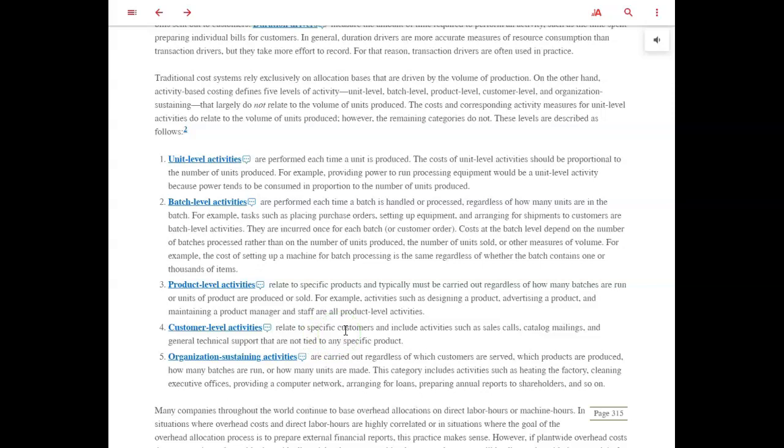Finally, at the very highest level in the company, we have organization sustaining activities, and this relates to the company overall. It can be factory cleaning overall. It can be executive office cleaning, providing computer networks, arranging for loans. This is for the whole organization and not just per customer, not just per product or batch or unit. So these are 5 levels of activities that we can divide our overhead cost into.